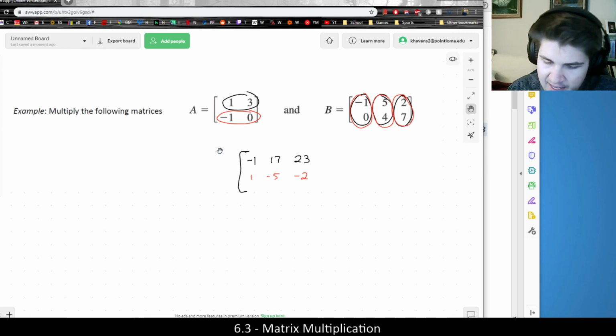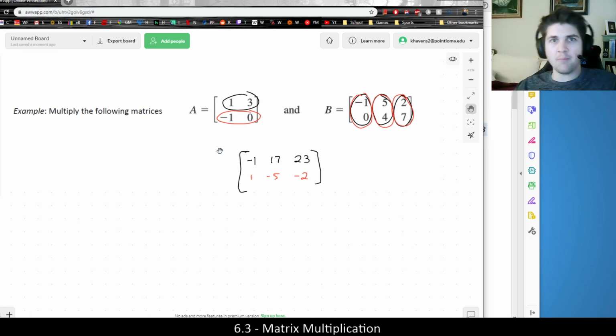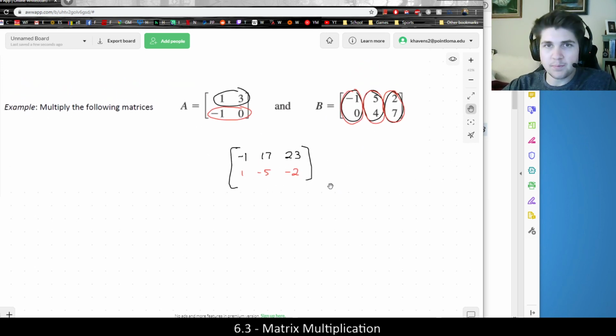But as I said, you can always tell before doing anything what the dimensionality of your answer will be, based on, first, whether the number of columns matches the number of rows. And then the remaining answer will have however many rows you had and however many columns you had. That will be the dimensions of your answer in each case.